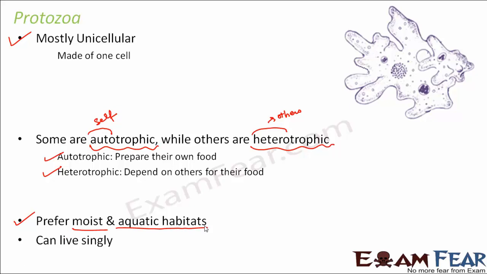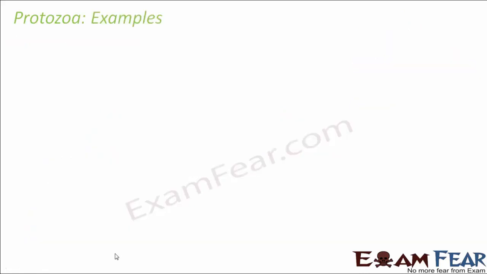Protozoa, however, can live singly. So this is different from bacteria and fungi. So bacteria and fungi, they live in colonies. That is, a lot of them live together. But here they live as single. So they do not really need a group of organisms to be there. They can exist on themselves.